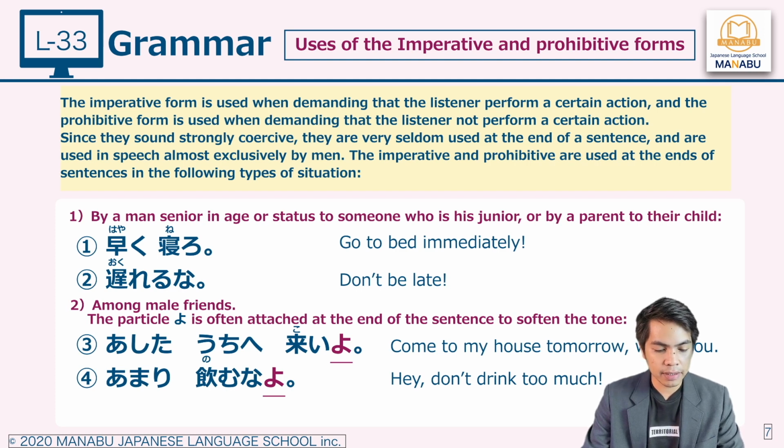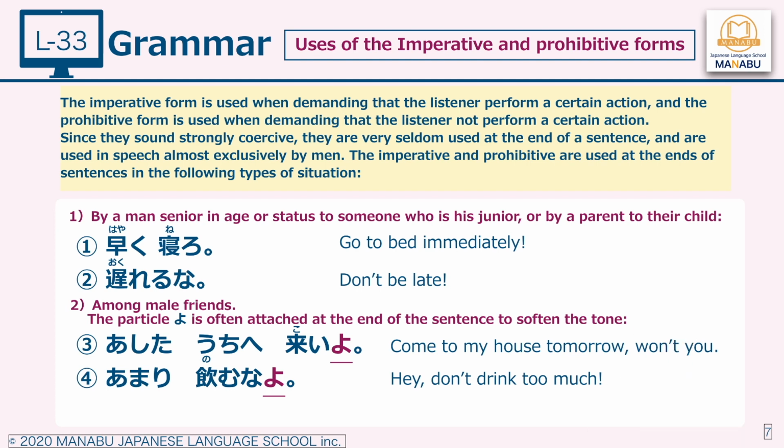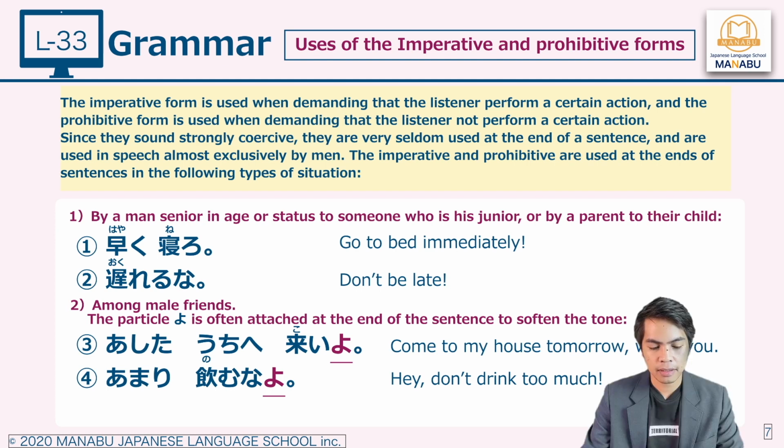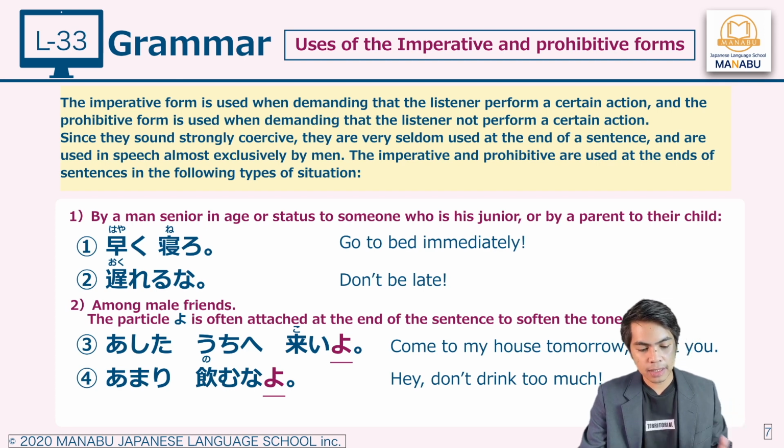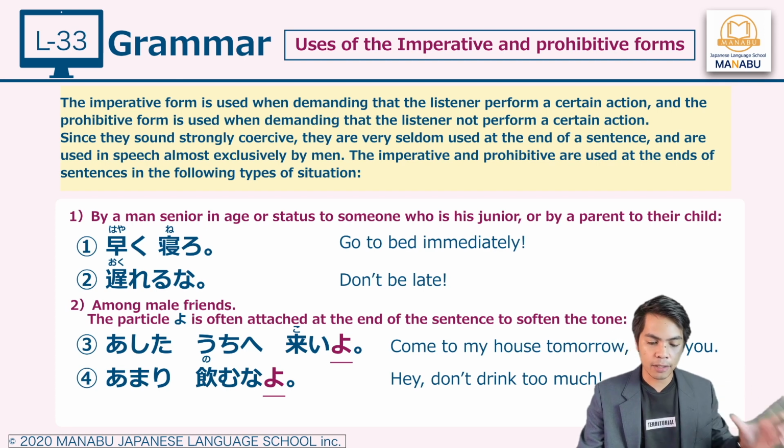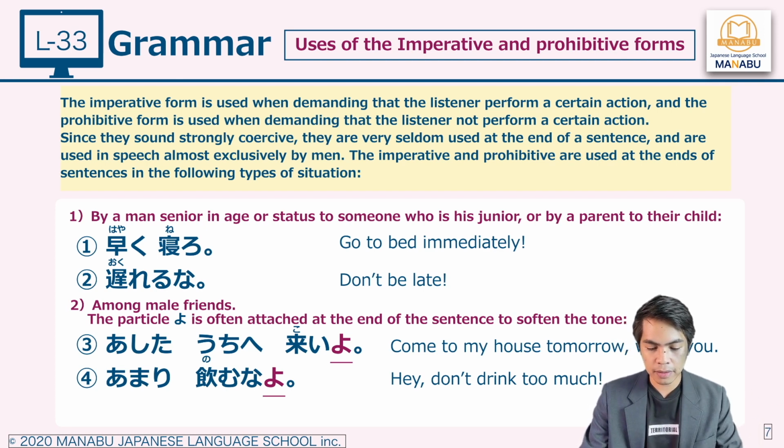So for example, number 3, ashita uchi e koiyo. And example number 4, amari nomunayo. So just like example number 3, asking the friend to come to his house. It is a strong invitation or a strong command, but to soften his tone or his voice, he adds the particle yo. Come to my house tomorrow.